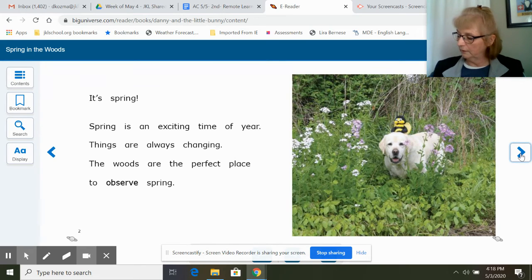Now, let me just check to make sure that we're all set here. I think we're all set. So this is how it's going to go. You're going to push pause and you're going to read your page. And then when you're done, I'll turn to the next page so you can keep reading. Here we go. Page 2, press pause and read.